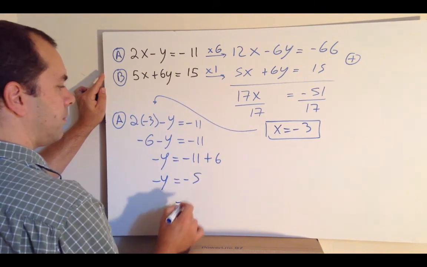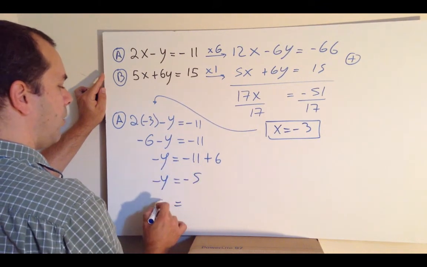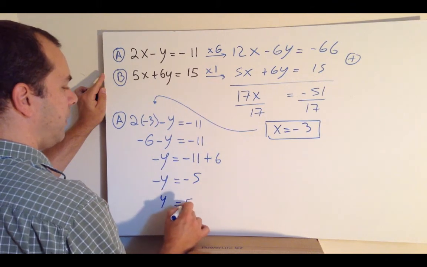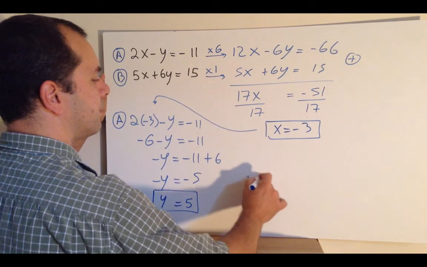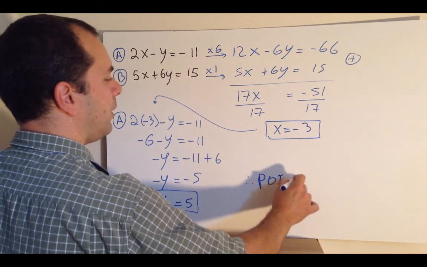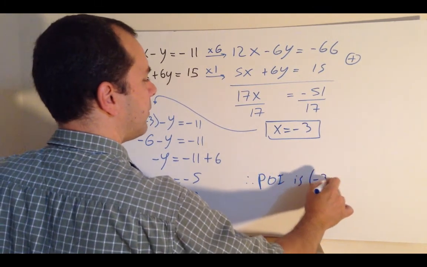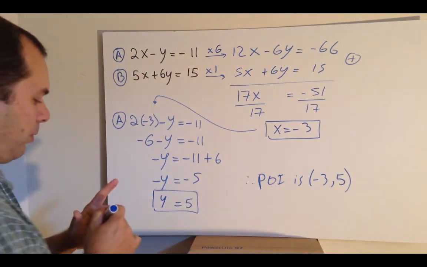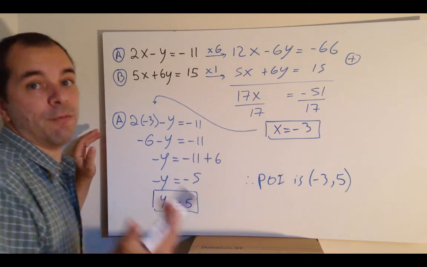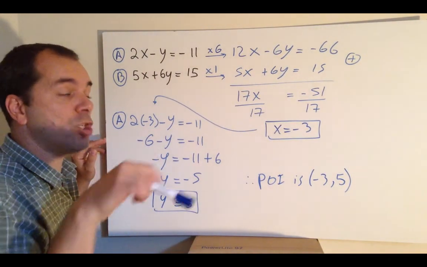Therefore, y is equal to positive 5. And we have that the point of intersection is minus 3 and 5. Okay, now again, we would do the informal check or the formal check with the two t-charts if it's required.